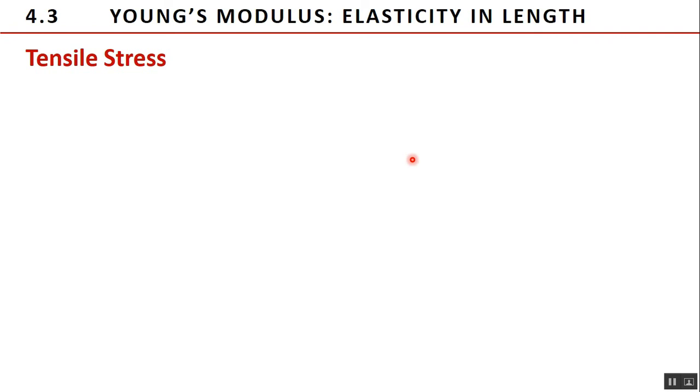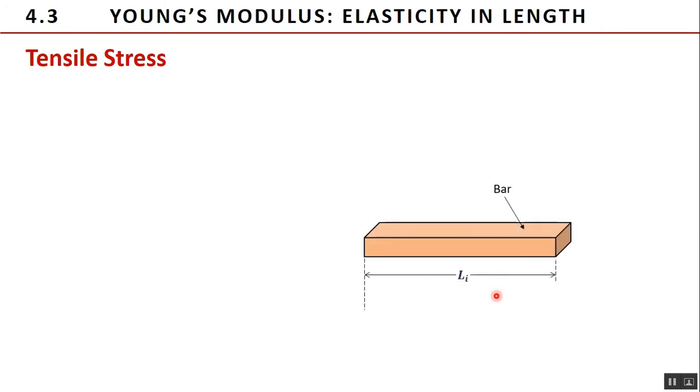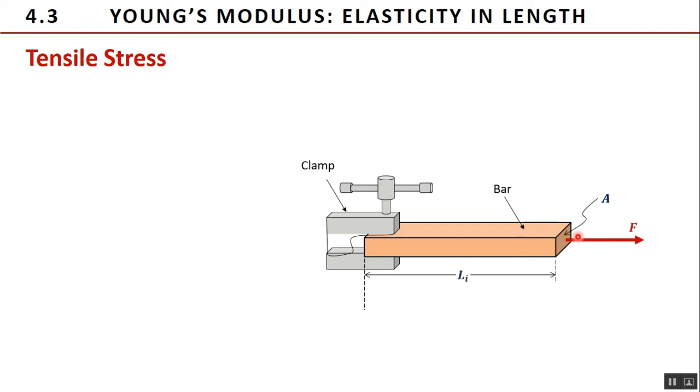The first type of deformation that we are going to discuss is the change in length of a solid when an external force is applied. Consider a bar with an initial length L_i and cross-sectional area A, that is held secure or clamped at one end. When an external force F is applied perpendicular to the cross-section, internal molecular forces in the bar resist distortion. The bar reaches an equilibrium situation, in which its final length L_f is greater than the initial length, and the external force is exactly balanced by the internal forces.